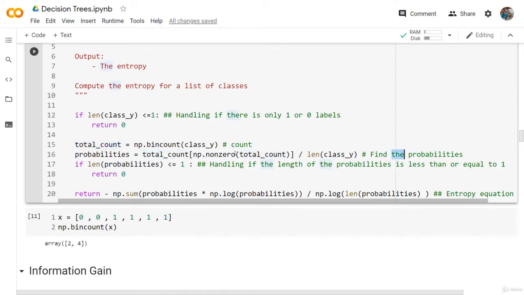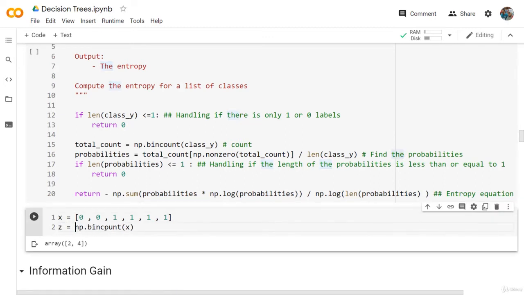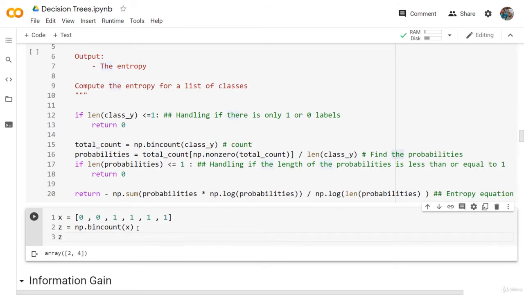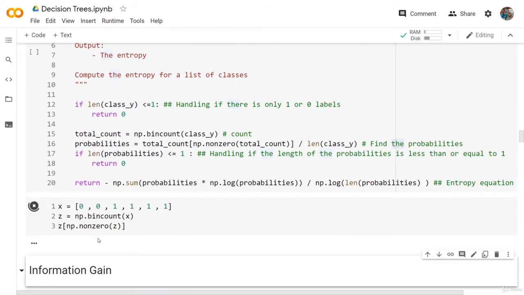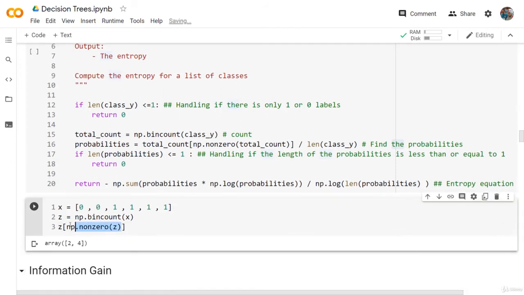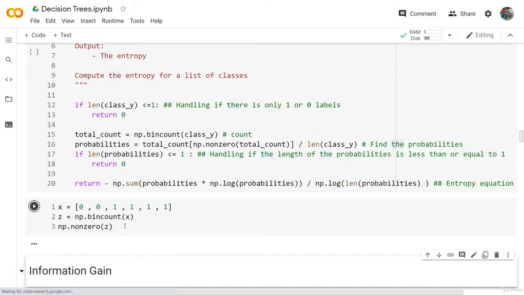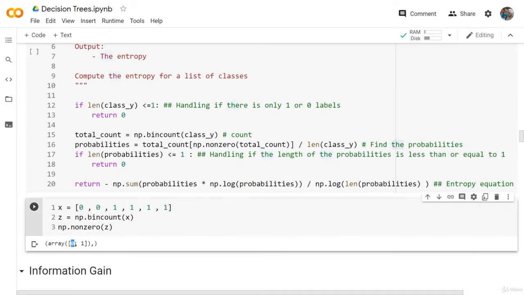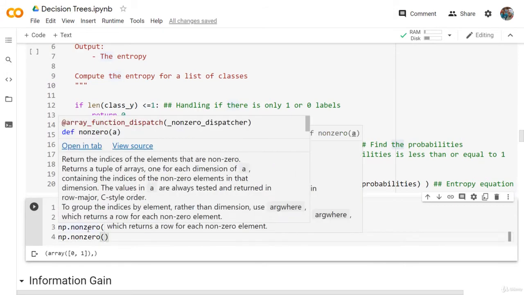Then what we are doing here is trying to find the probabilities. So how are we going to find the probabilities? Let's call this z. Now, if I come here and write z dot nonzero, and I give it z, you will see that we have 2 and 4. In order to understand what we are doing, let's call the function nonzero. If we do so, you will see that we have 0 and 1. So it's returning 0 and it's returning 1. If we read the documentation for this function, as we can see, we are giving it the count.